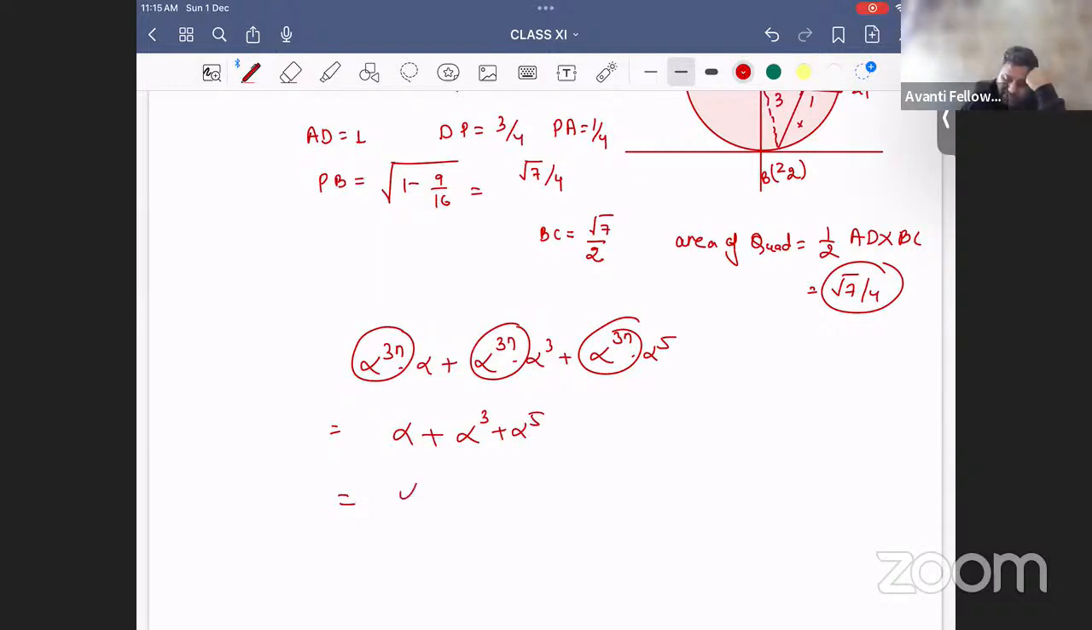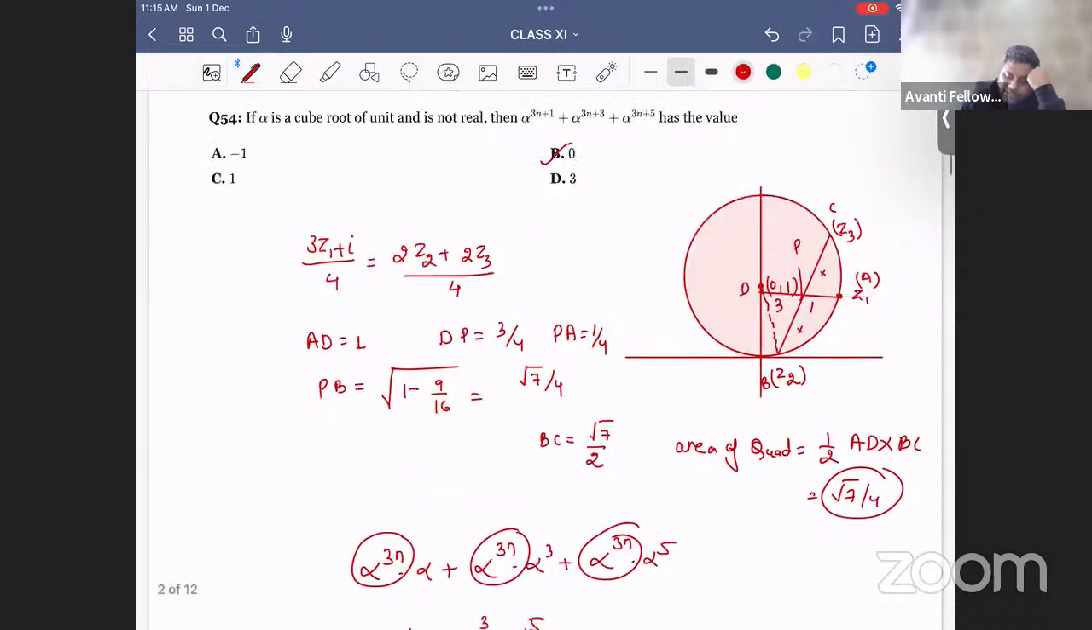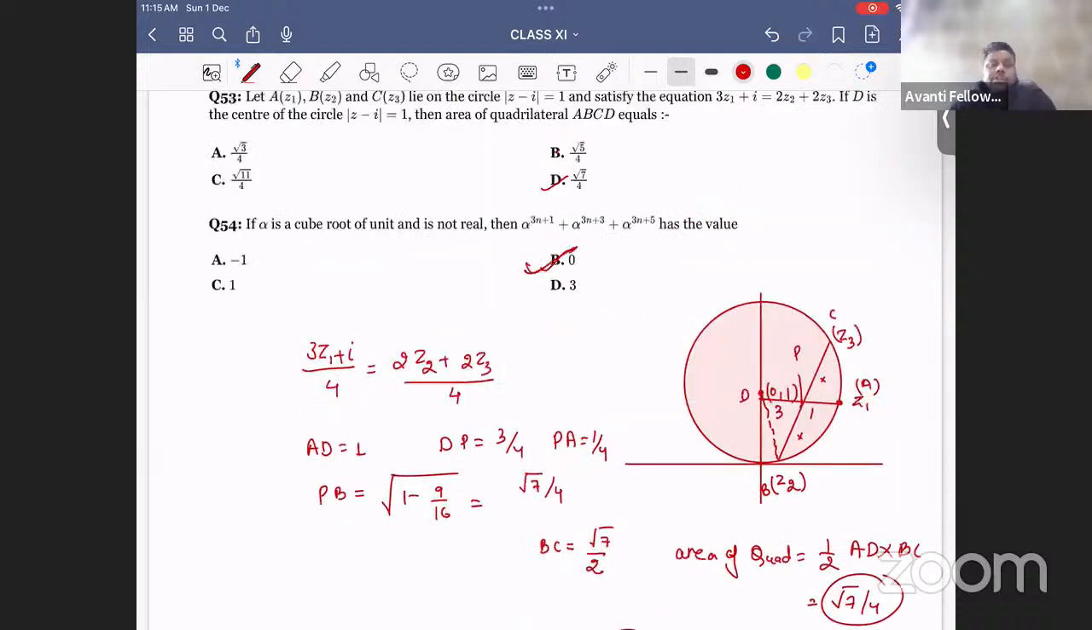So alpha plus 1 plus alpha square. And 1 plus alpha square is also what? 1 plus omega square. That is also going to be 0. That's it. Very easy question from cube root of unity from this section of complex number. Am I clear?